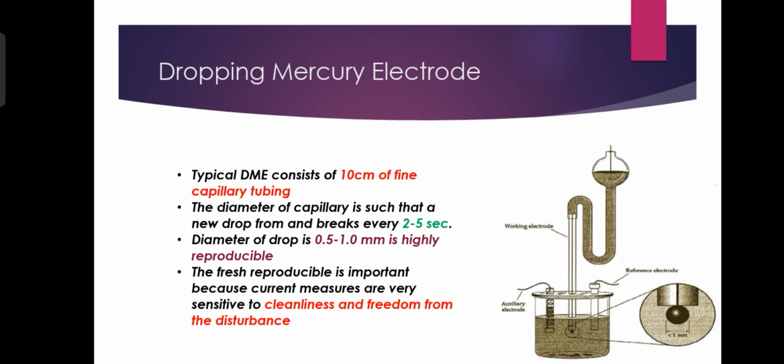Okay, so you can see the picture. There is a dropping mercury reservoir, and the mercury will fall through the capillary tube, and the other electrode there is the platinum electrode, and you can see the drop of the mercury.